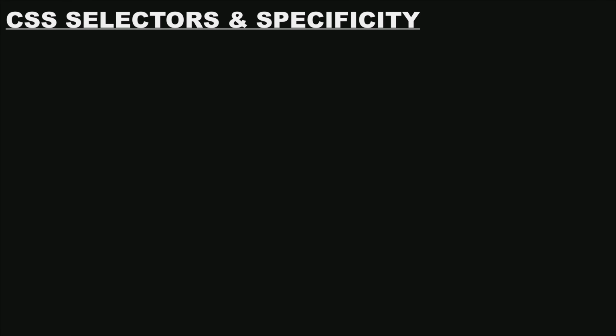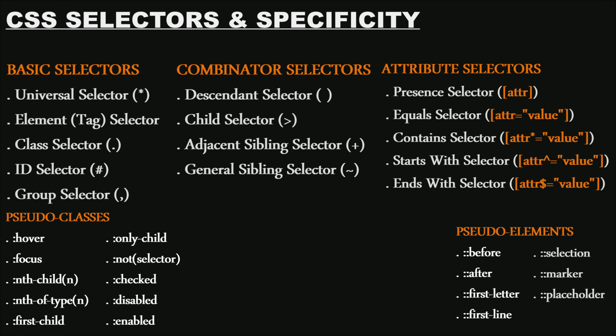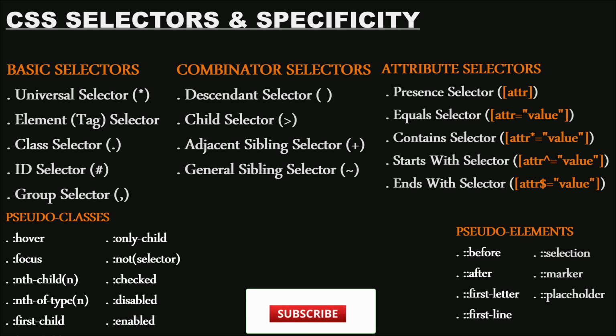CSS Selectors and Specificity. Understanding CSS selectors and specificity is crucial for effectively styling web pages. This guide breaks down the most important CSS selectors, from basic element and class selectors to advanced pseudo-classes and pseudo-elements. You'll also learn how specificity affects which styles are applied when multiple rules target the same element. By mastering these concepts, you'll be able to write clean, maintainable, and scalable CSS for any web project. A final challenge at the end will help you put everything into practice.